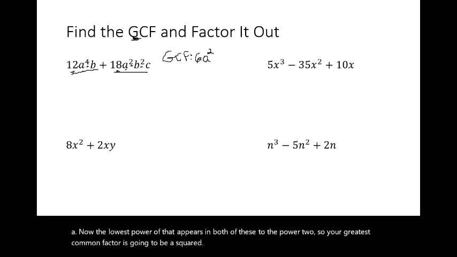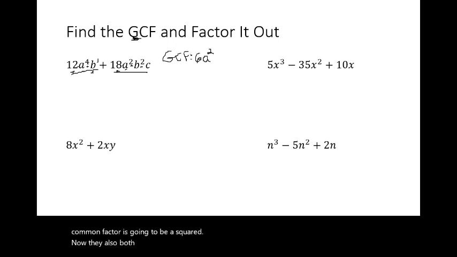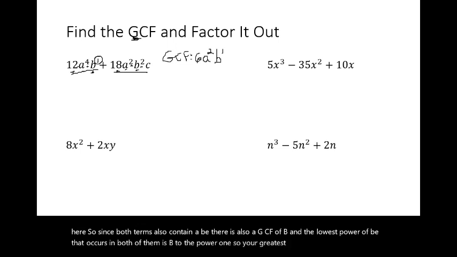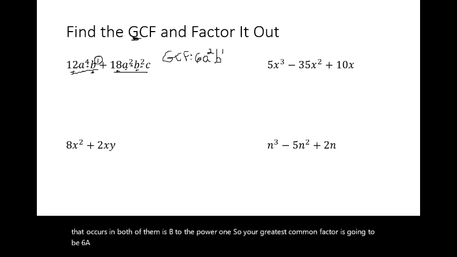Now they also both contain a b. There's a b to the power 1 here and a b to the power 2 here. So since both terms also contain a b, there is also a GCF of b, and the lowest power of b that occurs in both of them is b to the power 1. So your greatest common factor is going to be 6a squared b to the power 1.